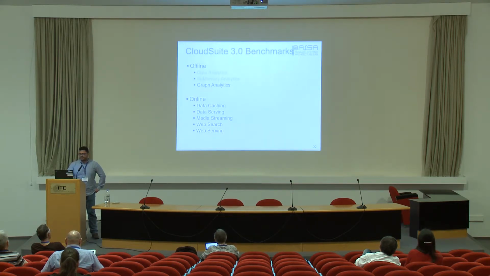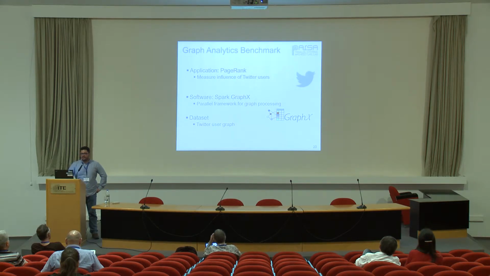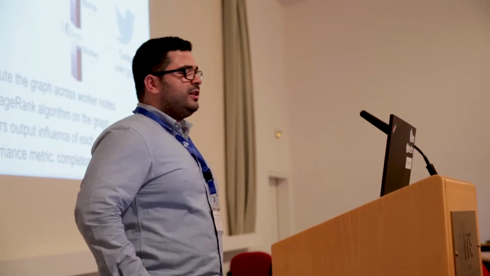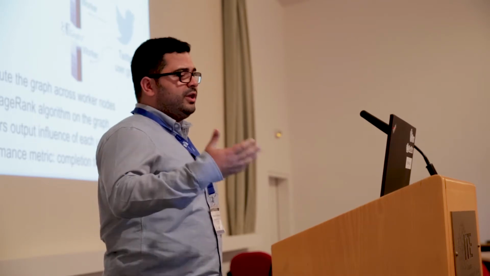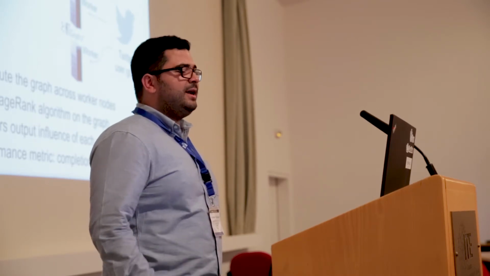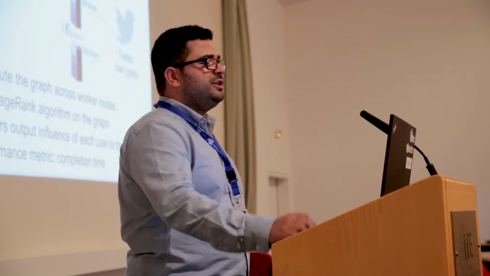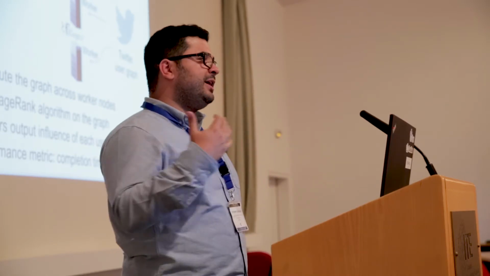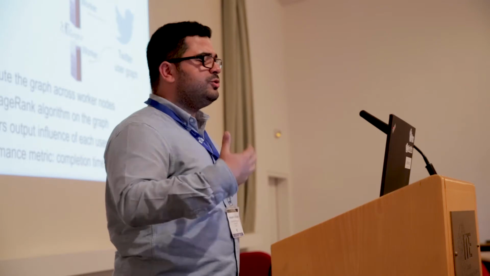Moving on to graph analytics, here we use GraphX, and we use a Twitter user graph as our data set, and we measure the influence of a particular user. You have the Twitter user graph and your master distributes the graph across the worker nodes, runs a page ranking algorithm on the graph, and then you get the influence rankings back. Again, the performance metric is completion time. These are the offline benchmarks. They do not rely on reporting back to a user as soon as possible. You just want to do some analytics.